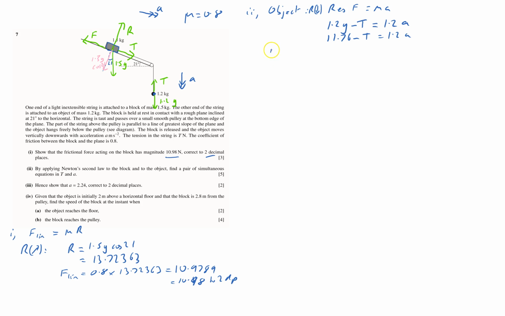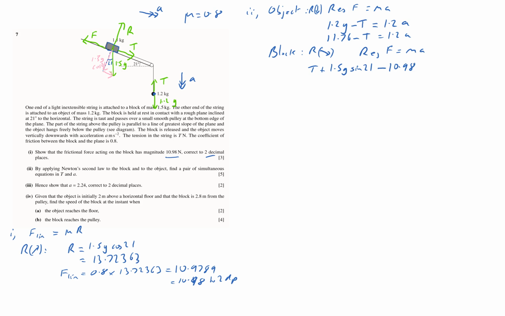That's done the object. Now I've got to do the block. And for the block, I'm going to resolve in the direction of acceleration, down the slope. Again, resultant force equals mass times acceleration. What's going down? Well, I've obviously got tension, but I've also got this bit here of the weight. So I'm going to have the tension, let's put that first, plus 1.5 G times sine 21, because it's opposite. Nothing else going down. I've got minus the friction, which I just worked out, minus 10.98.